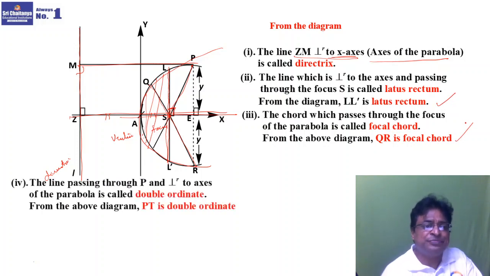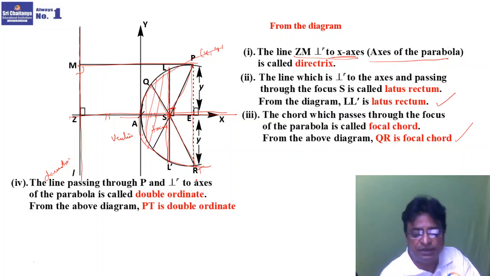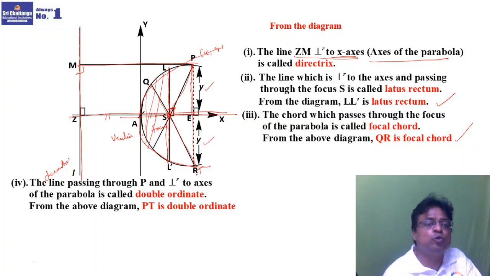And coming to the double ordinate, suppose this is any point P(x,y) and you draw a perpendicular onto the axis, and if it intersects the curve again at T, then this PT is called the double ordinate. Of course, here E is the projection of the point P on x-axis, and this length PE indicates y, and this other part of the length also indicates y. So 2y is the double ordinate. The line passing through P and perpendicular to the axis is called the double ordinate.